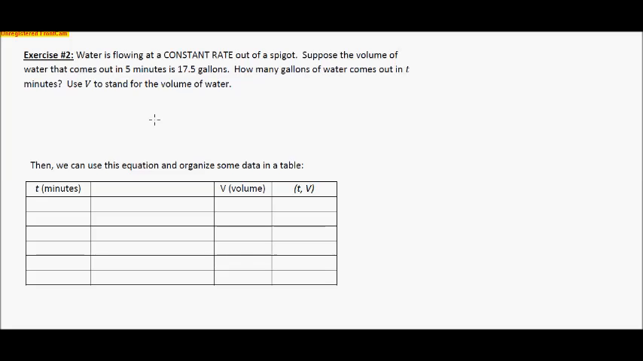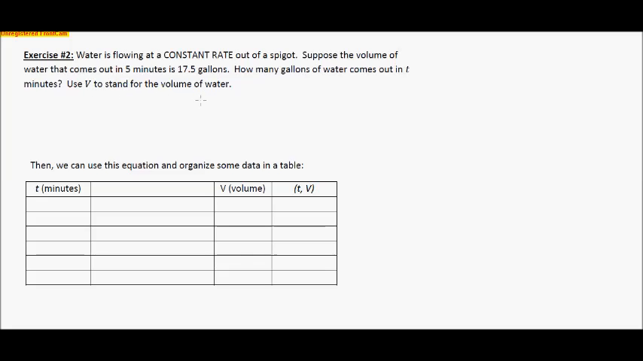So here's exercise 2, and it's going to be very similar to exercise 1. It says water is flowing at a constant rate out of a spigot. And if you don't know what a spigot is, it's like the little handle that's on the side of your house that you turn and the water comes out. It's any kind of handle that you can turn on and off, and it's not the handle part, but the actual part that the water's flowing out. So anyway, it says suppose the volume of water that comes out of the spigot in 5 minutes is 17.5 gallons. How many gallons of water comes out in t minutes? And it says to use V to stand for the volume of water.